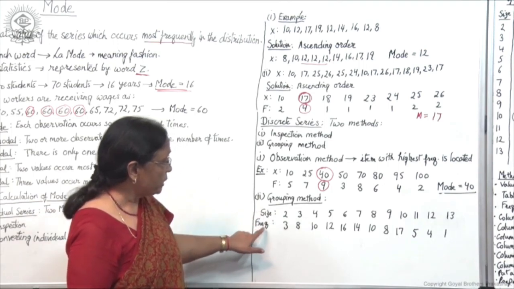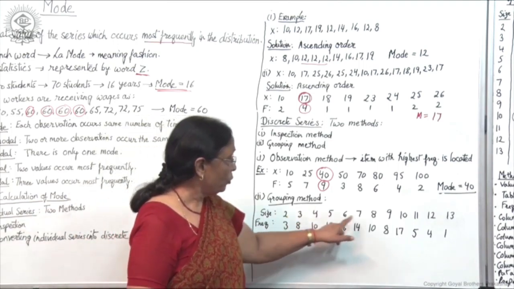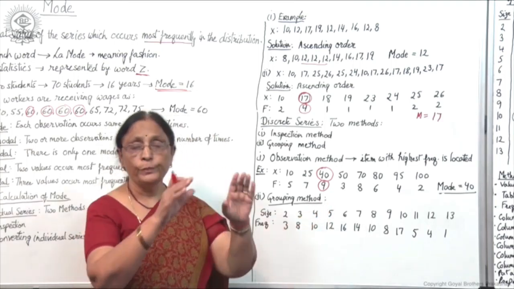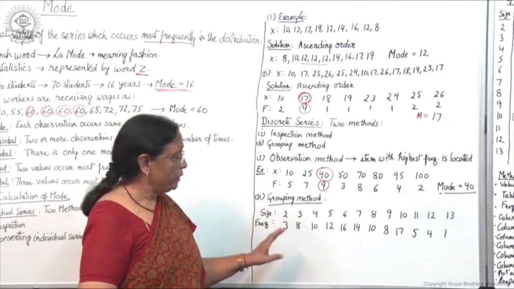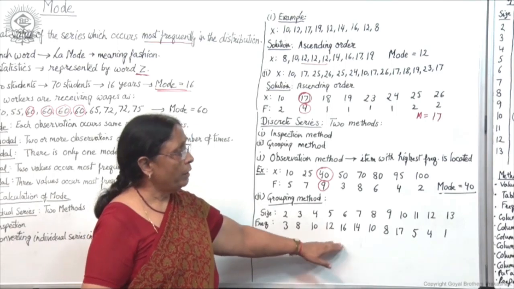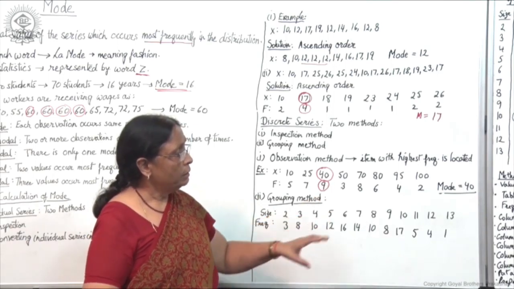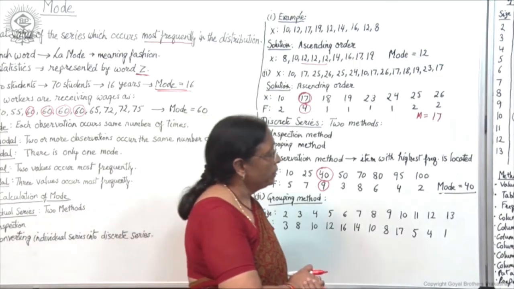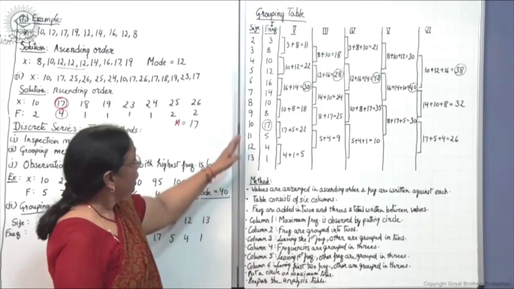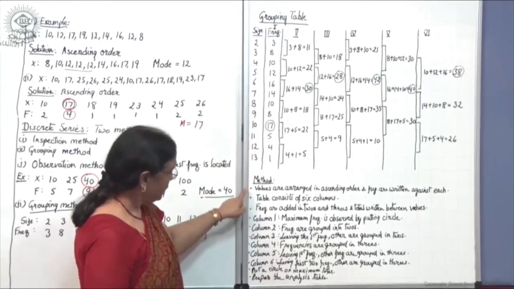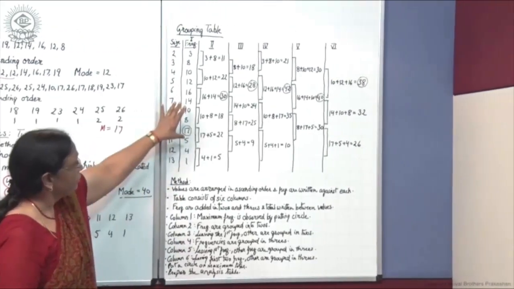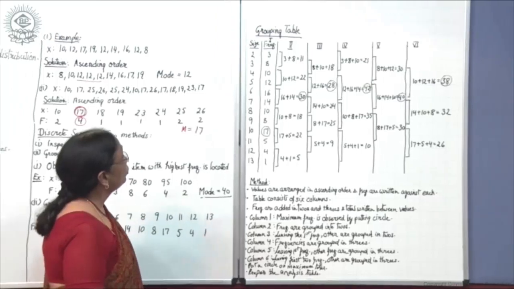Now size and frequency are given over here. Size is 2, 3, 4 till 13, and this is the frequency given. Now you have to group the table. You have to make groups of these figures. I will tell you in what way, and then you will have to find the mode. Now see here how the grouping is done. Here the grouping table is given and this is the method written down. On the basis of this method I will explain the table to you, how to locate the mode.